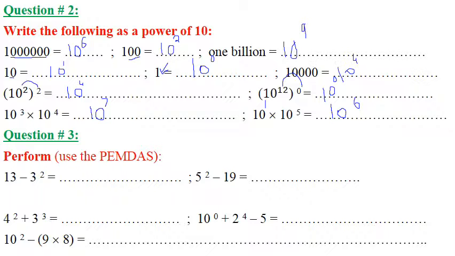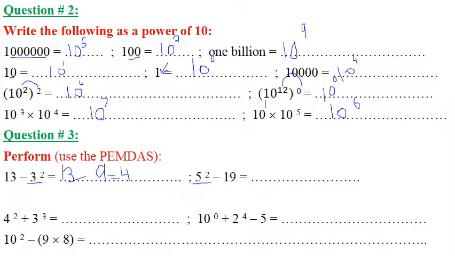Now in question number 3 we should perform the following using the PEMDAS. Here the PEMDAS means we should apply the order of operations: parentheses, exponent, multiply and divide, add and subtract from left. In this expression we have exponent, which is the strongest, so we should write 13 minus, and 2 squared, its answer is 9, because 3 squared, the answer is 9 because it's 3 times 3. Now 13 minus 9 is 4. Now also here we have the exponent.